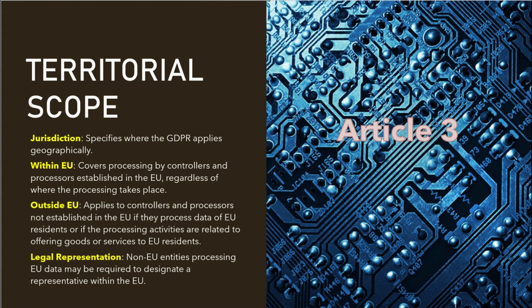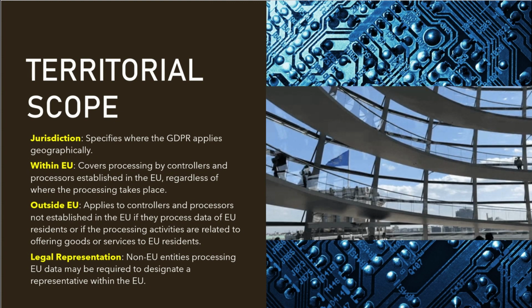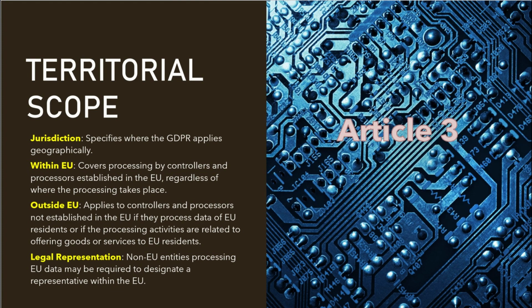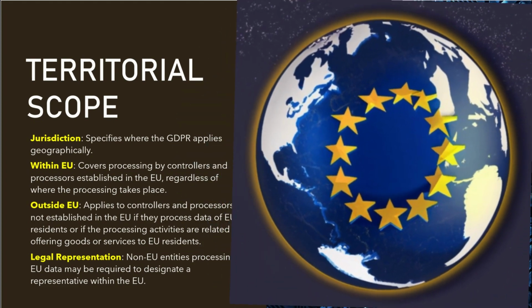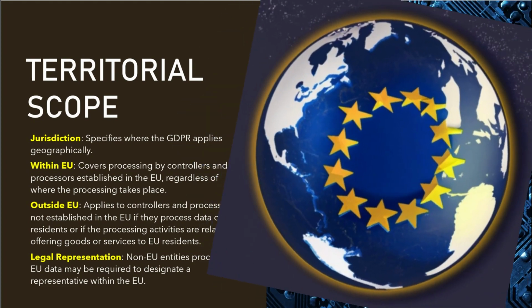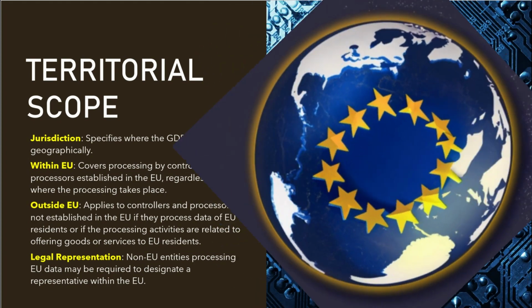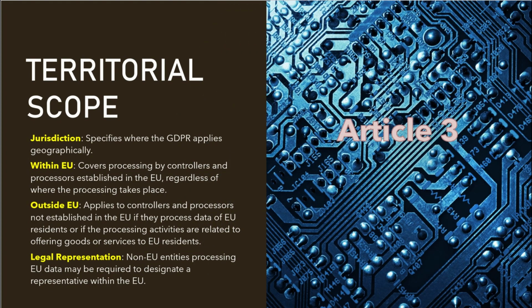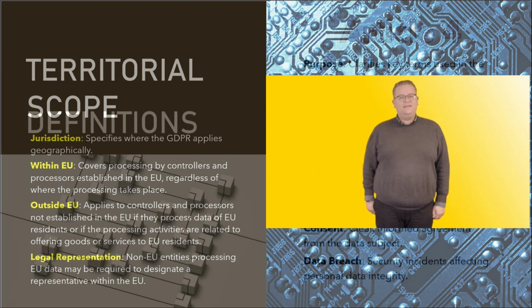Article 3, titled Territorial Scope, sets the geographical boundaries of the GDPR. It answers the question, where does the GDPR have its reach? If a controller or processor is based in the EU, the GDPR applies to them, no matter where the actual data processing occurs. But the GDPR's influence doesn't stop at the EU's borders. Even if a company is based outside the EU, if they're handling data of EU residents or offering them services, they fall under the GDPR's purview. And to ensure compliance, such non-EU entities might need to have a representative within the EU.